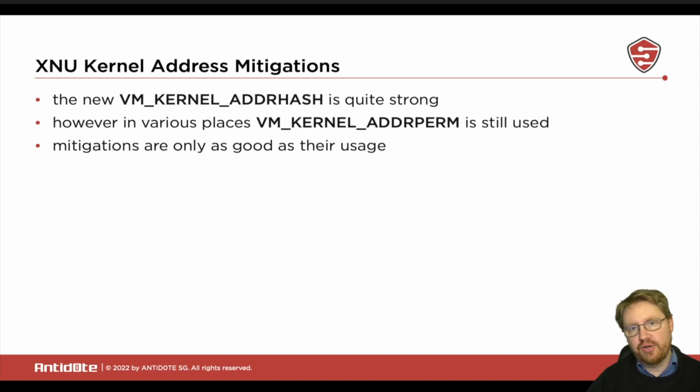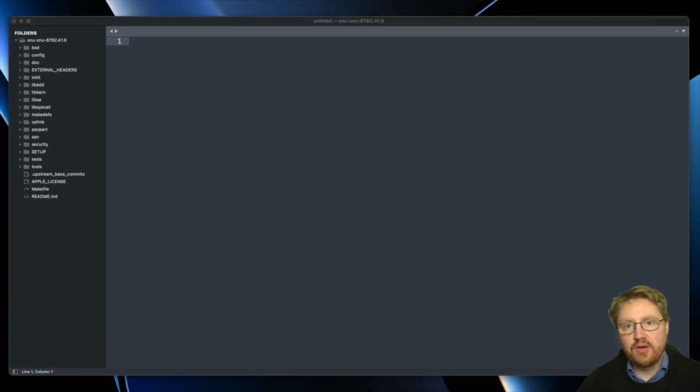But when you look at the actual kernel source code, you will see that the old macro is still used in various places. And of course, mitigations are only as strong as your usage of them. So if you don't really use the new feature, then it stays weak as before. So let's look at the recent kernel and see where the new and the old macros are used.